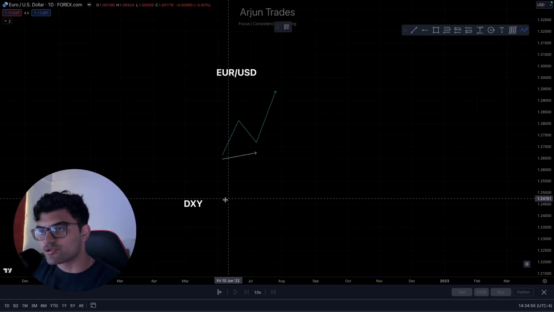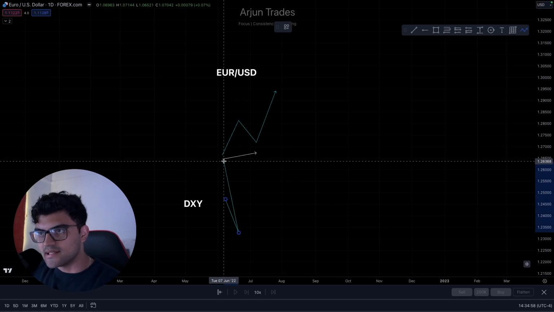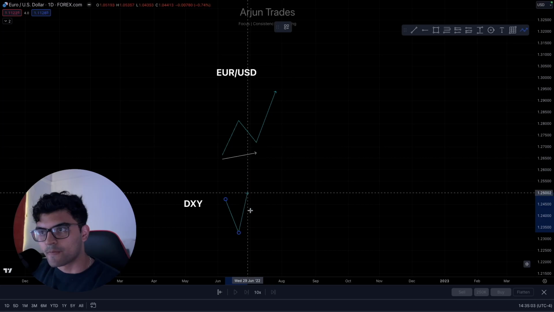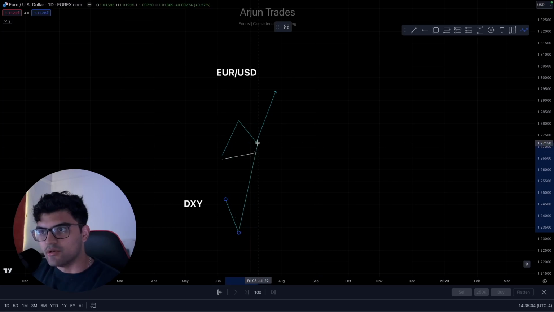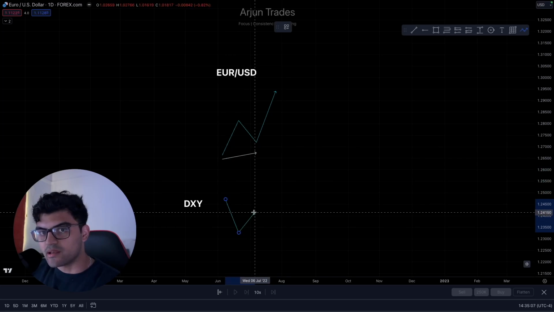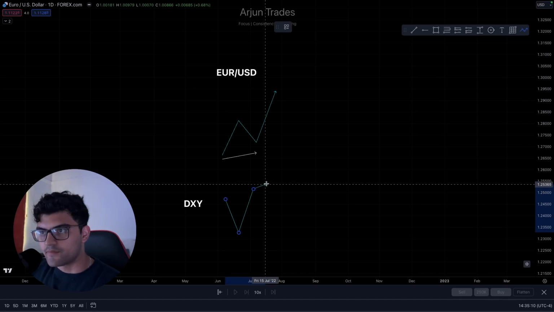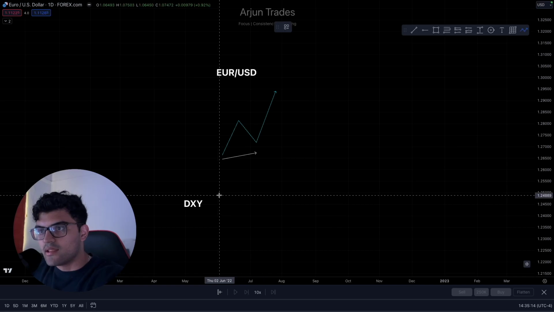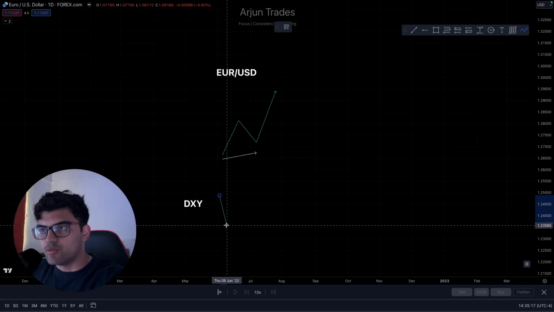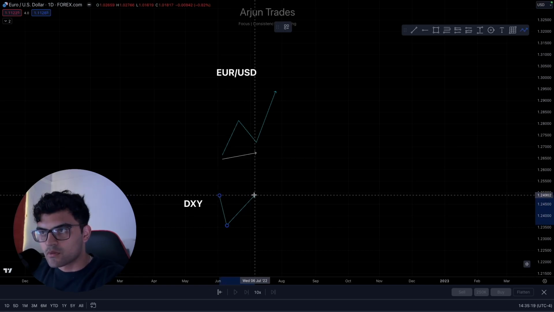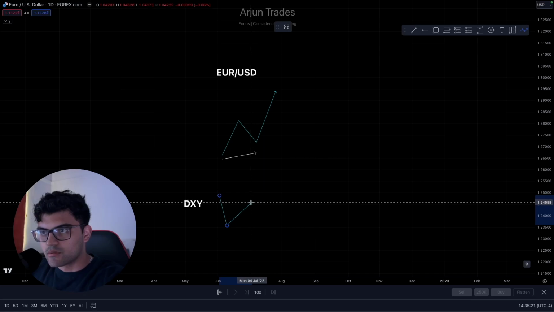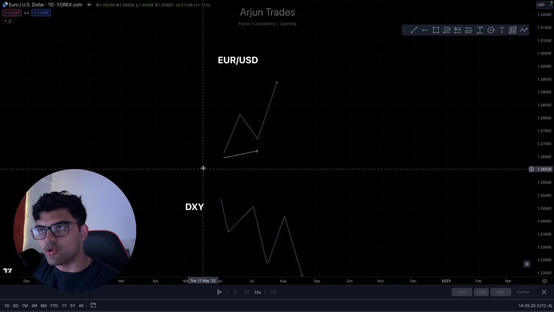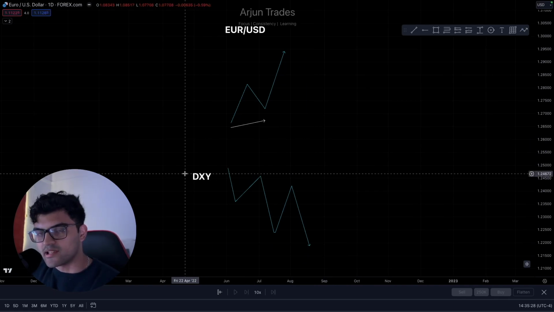So literally at the same time as the euro dollar makes a higher low, the DXY will be making a higher high. Let me just redo that example. As this is making a higher low, the DXY will be making, sorry, not a higher high, it will be doing this. Something like this, right? So overall, the euro dollar is trending up, the DXY will be trending down.